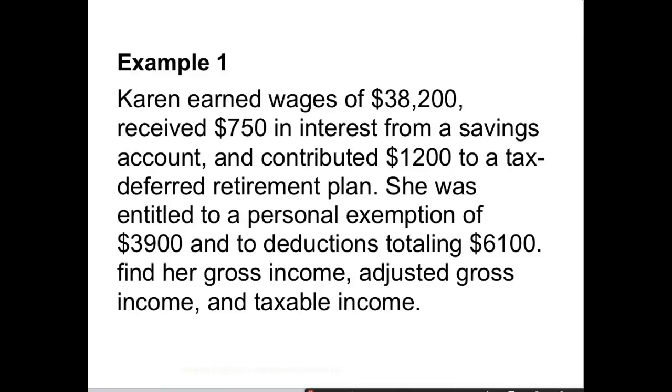All right. I don't have a lot of space to work with here, so I'm kind of going to write around my page. Apologize for that. But her gross income is just everything she's earned that year. So it's her $38,200 plus her $750 in interest. And that's it. That's all of her earnings that year. So that's $38,950. There we go. That's her gross income.